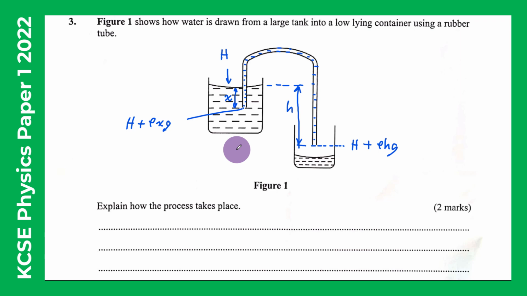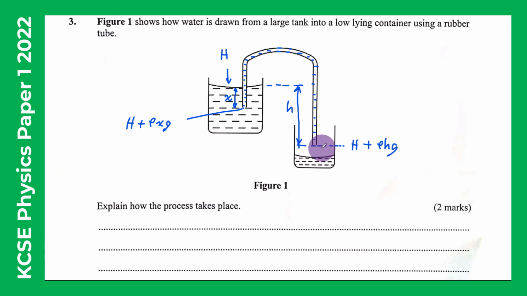Of course, it is this pressure here, because you can see the only difference between this equation and this equation is the value of H being greater than X. So pressure at this point is higher than pressure at this point. So it is higher than atmospheric pressure.